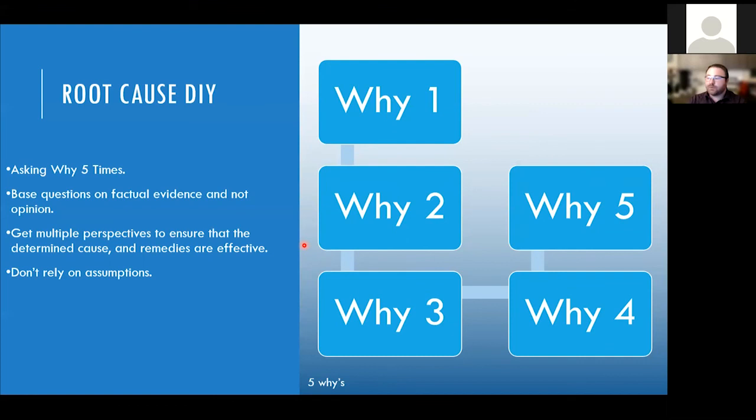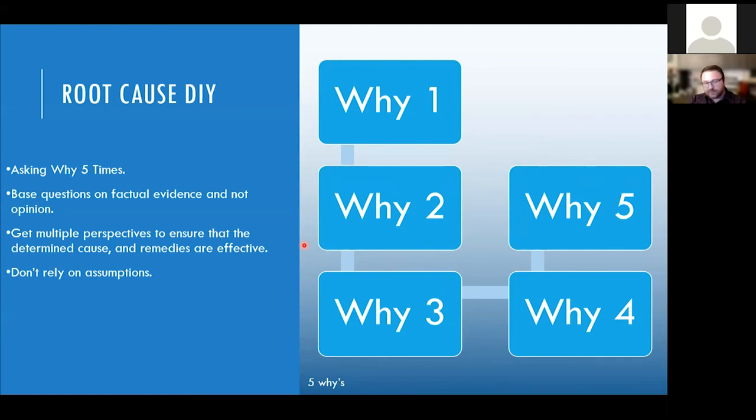You want to get multiple perspectives to ensure that the determined cause and remedies are effective. So you want to make sure that you are getting to the base of the problem, and then you want to monitor it over time to ensure that any remedies you suggest or implement are effective.